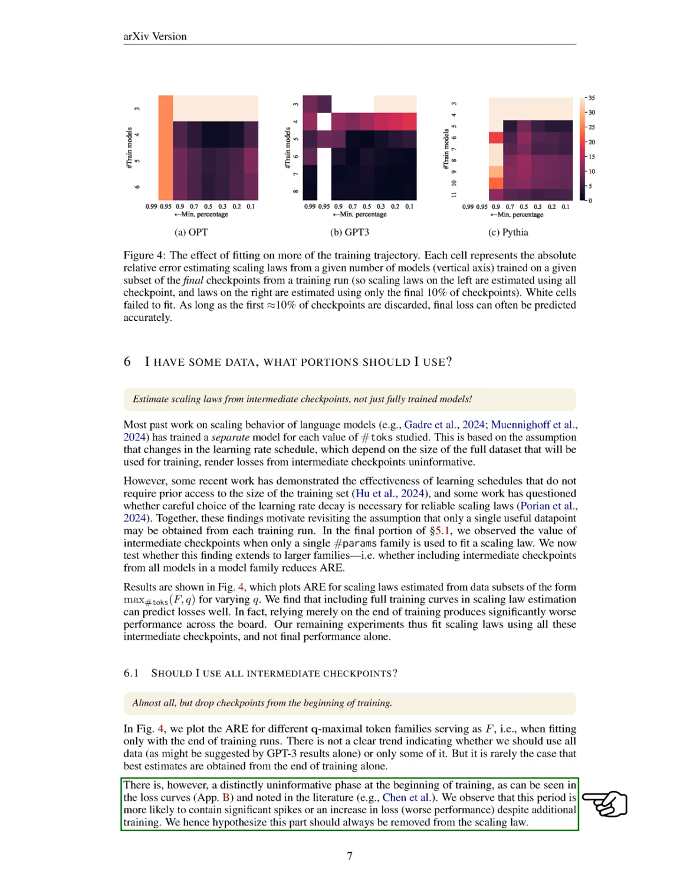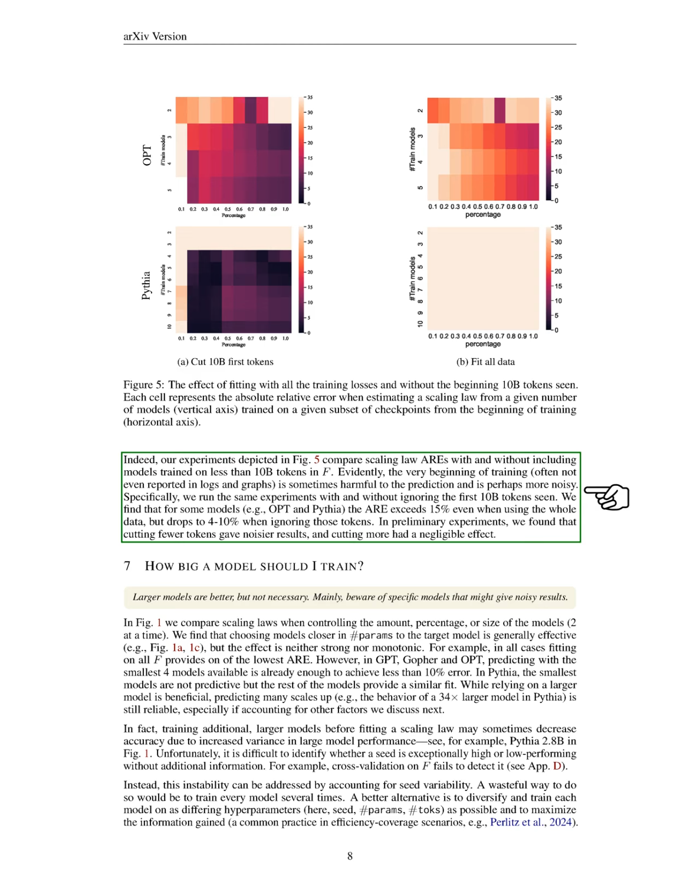We notice an uninformative phase at the start of training, which often shows spikes or increases in loss, suggesting worse performance. Therefore, we propose that this initial phase should be excluded from our scaling law analysis. Our experiments compare errors with and without including models trained on fewer than 10 billion tokens. We find that the very beginning of training can be detrimental to predictions and tends to introduce noise.